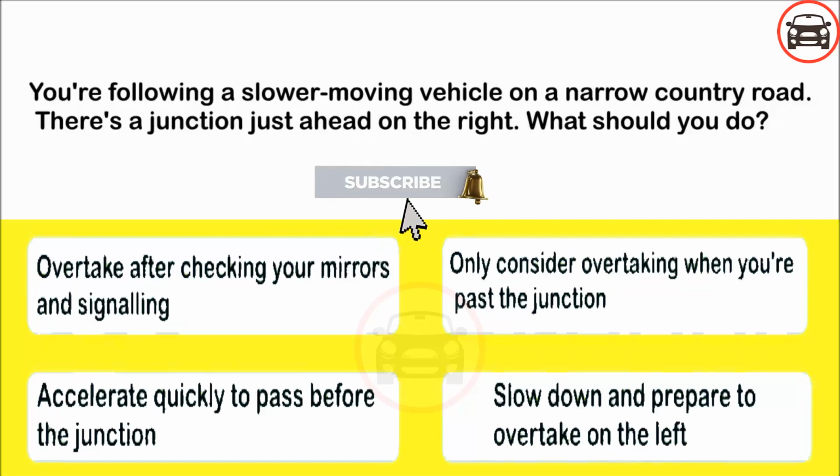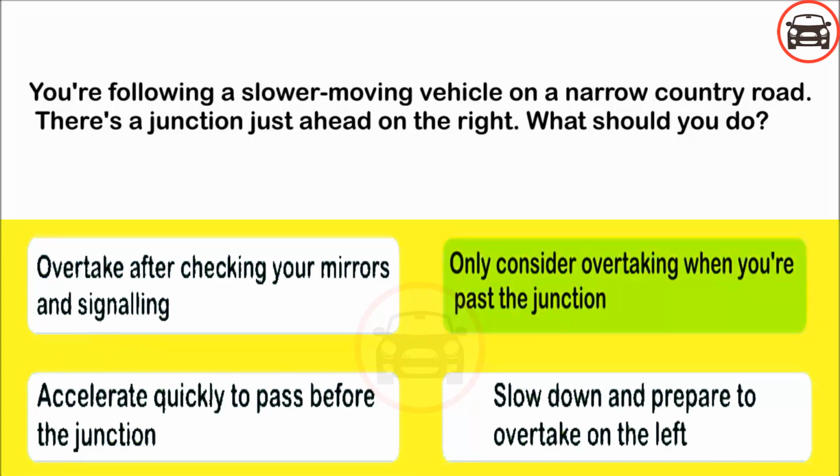You're following a slower moving vehicle on a narrow country road. There's a junction just ahead on the right. What should you do? Overtake after checking your mirrors and signalling. Only consider overtaking when you're past the junction. Accelerate quickly to pass before the junction. Slow down and prepare to overtake on the left. Only consider overtaking when you're past the junction.